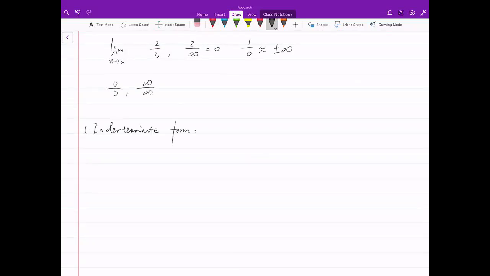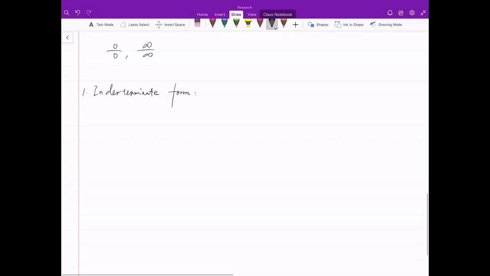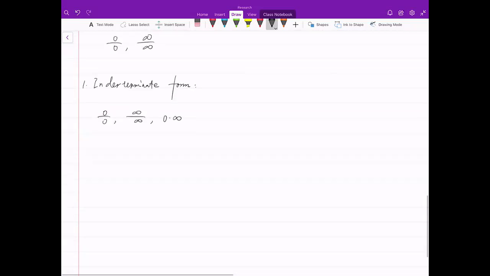Everything else is actually determinate. It's not hard to do. So who are they? 0 over 0, infinity over infinity, 0 times infinity, infinity minus infinity, 0 to the 0, 1 to the infinity, and finally infinity to the 0.